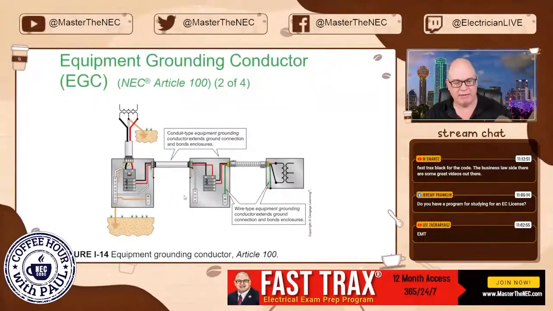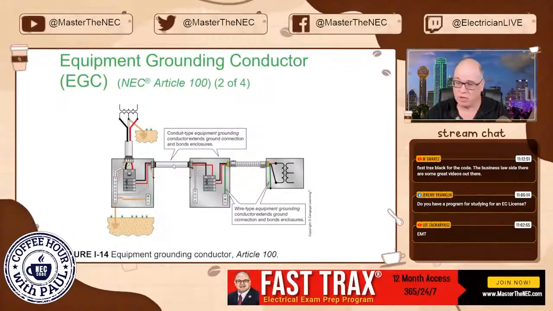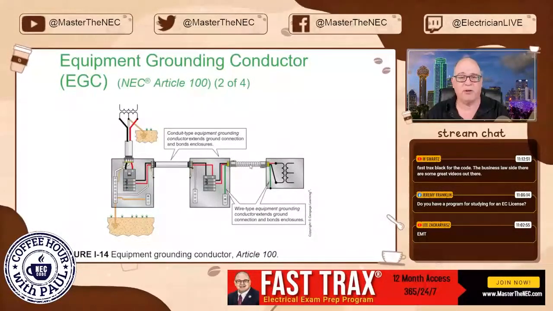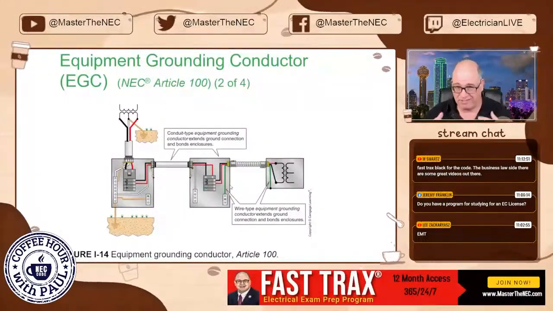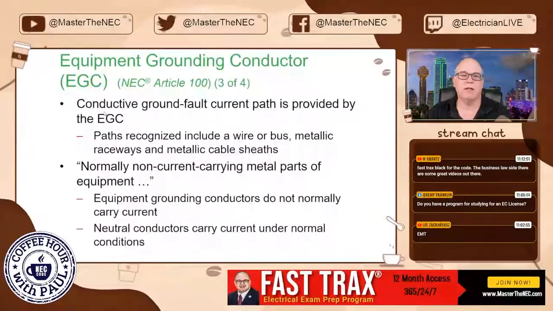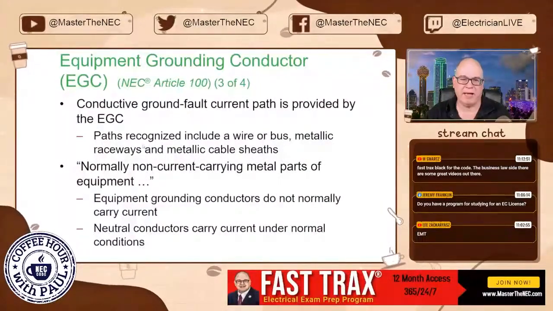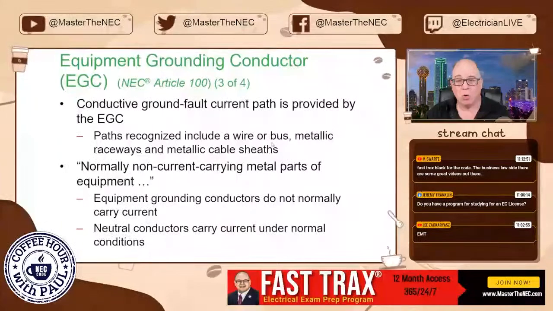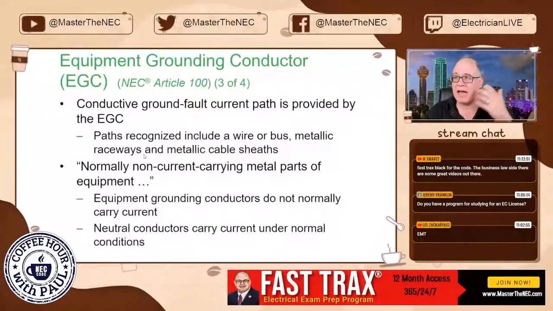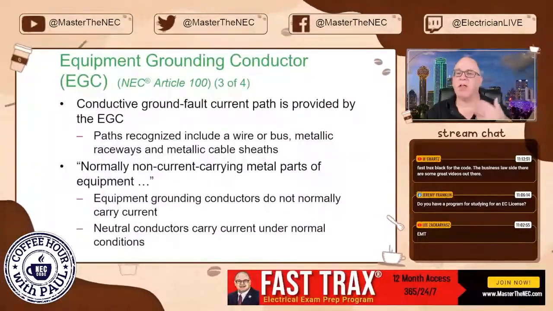Look at the different options you have. Again, some people don't feel comfortable with using the raceway, but the code allows it perfectly fine. And with MC, for example, you're going to have an equipment grounding conductor inside of it, okay? The conductive ground fault current path is provided by the equipment grounding conductor. Paths recognized include wire or bus, metallic raceways, and some types like IMC, RMC, EMT, those types of things. They do provide it.